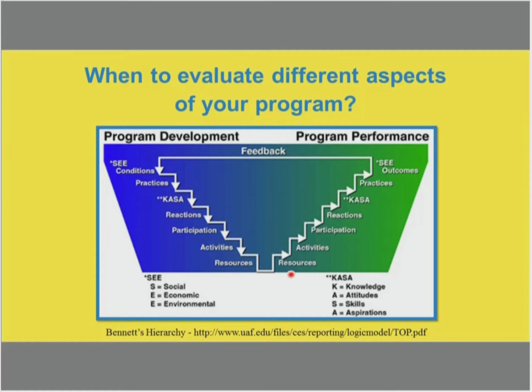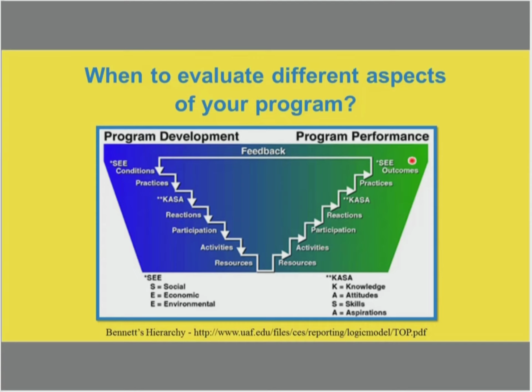What Bennett is suggesting is that you evaluate these different aspects of your program in the hierarchy shown here. So you start with checking that you have the inputs that you think you are using, that your activities are being implemented as intended, that it's reaching the participants you hope and the numbers you hope, that they're satisfied, that they are learning new things and changing their attitudes, skills and aspirations in the way that you hope. And only once that is in place, you look at whether they've changed their practices or behaviors. And only once that is in place, you evaluate whether you're achieving environmental quality outcomes.